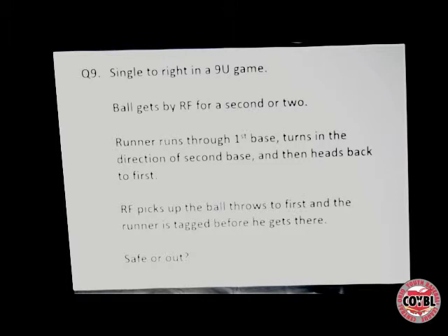Ball gets single to right in a 9U game. The ball gets by the right fielder for a second or two. He picks up the ball. He throws it to first base. The runner, who has gotten a single, running through the base, going back to the base, turns towards second base, starts jogging back to first base. The right fielder takes the ball, throws it to first, and you'll see this at a 9U game, and tags the runner before he got back to first base. What's the call?